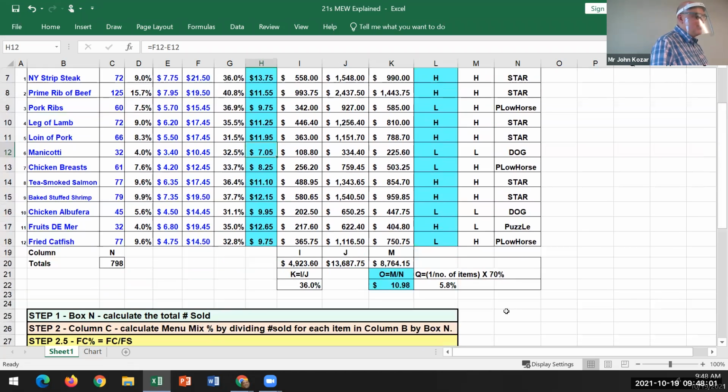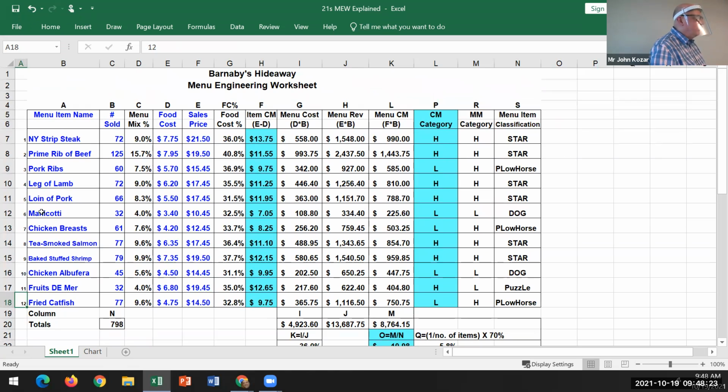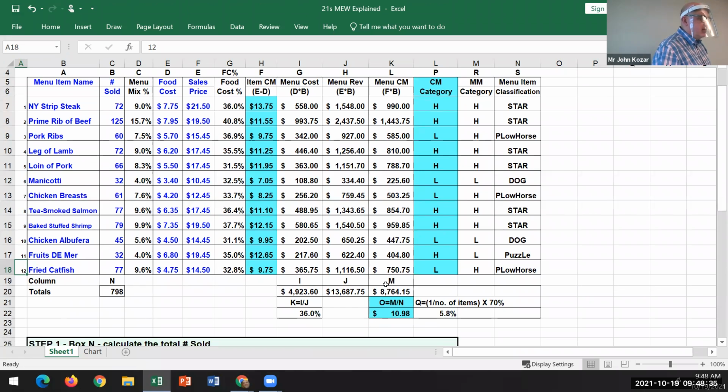And then, okay, this one's fun too. Box Q. Box Q has to do with the menu mix. So what we do is we take 1 divided by the number of items, and that is over here. We have 1, 2, 3, 4, 12 total menu items. So we're looking at how many items are on the menu when we're calculating this number. So we're taking 1 divided by 12 and then multiplying that by 70%.